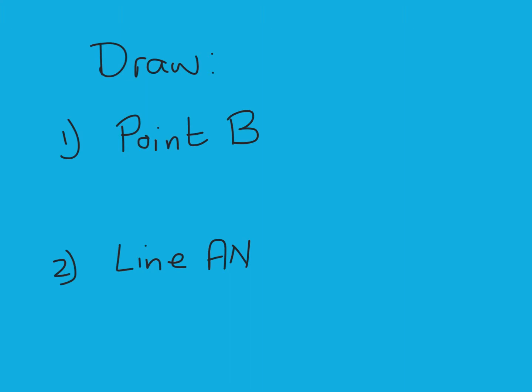Alright, some practice for you. I want you to draw, first of all, point B, and I want you to do a line AN. Put the video on pause, and when you're ready, come back and see if you got it right. Well, point B is simply a point with a B. Line AN is something that looks like this. That'll be A, and that'll be N.